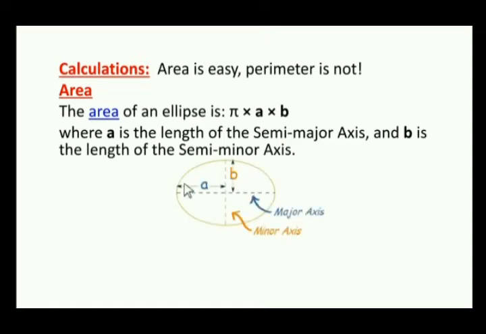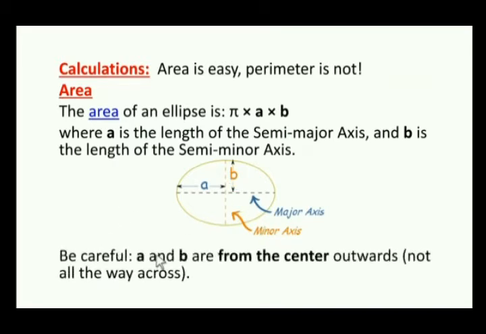Look at the diagram from the center. This represents a, which is the semi-major axis, and this represents b, which is the semi-minor axis. Now be careful, a and b are from the center outwards, not all the way across. You should remember that the value of a is measured from the center to the end point on the conic. It means that it will not cross the center. It is from the center. Similarly for b.